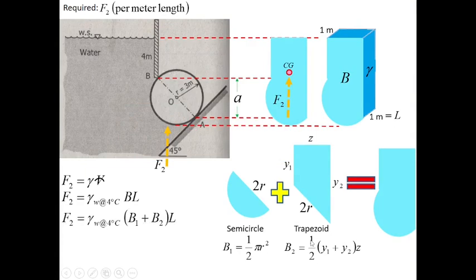So, F2 now is unit weight of water at 4 degrees Celsius multiplied by B1 plus B2 multiplied by the length. No? So, ito yung ating. So, consider natin itong triangle dito sa part na to. Okay? So, ito ay 45 degrees. Ito rin yan, no? Ito rin yan. Ito ay, kasi kanina, di ba, 45 ito? Okay? Na-derive natin na ito ay 45 degrees. So, therefore, 45 din ito.